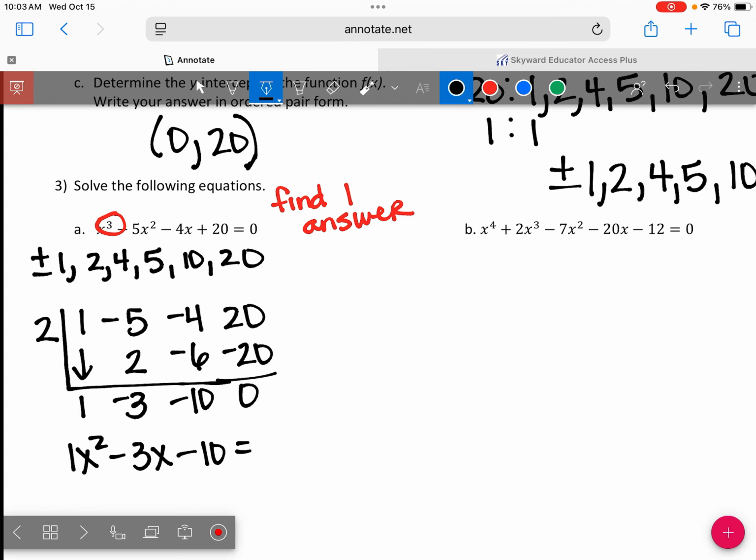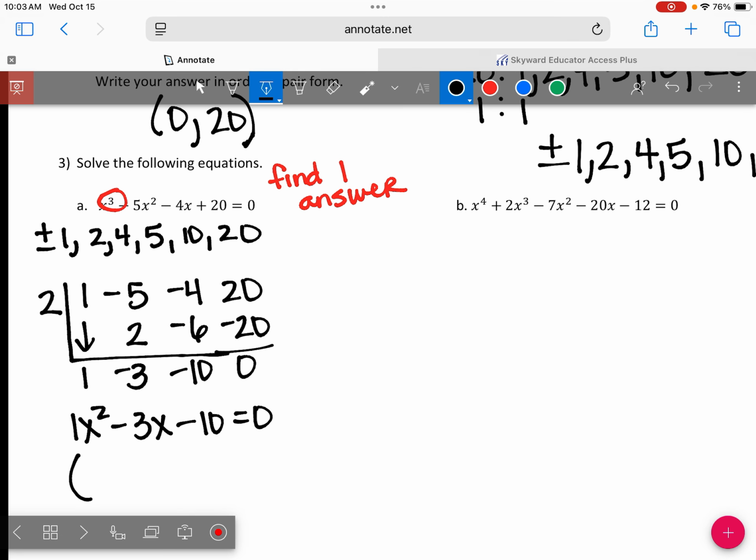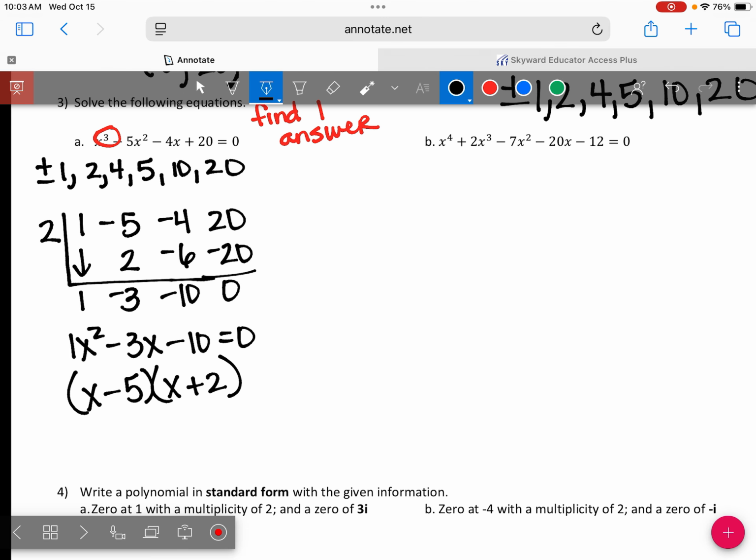And fortunate for us, A is 1. So we don't need to make a box. We just need to find 2 numbers that multiply to be -10, but add to a -3, and that would be -5 and +2. So when you list your 3 solutions, the first solution is 2. The second solution is what I get when I set this equal to 0. If x minus 5 equals 0, then x equals 5. My third solution is what I get when I take the x plus 2 and set that equal to 0, which would be a -2.